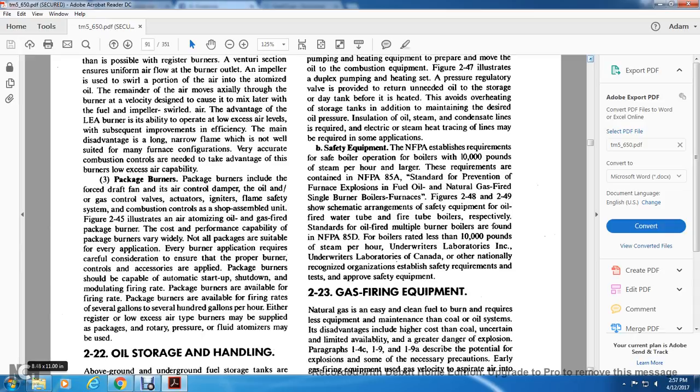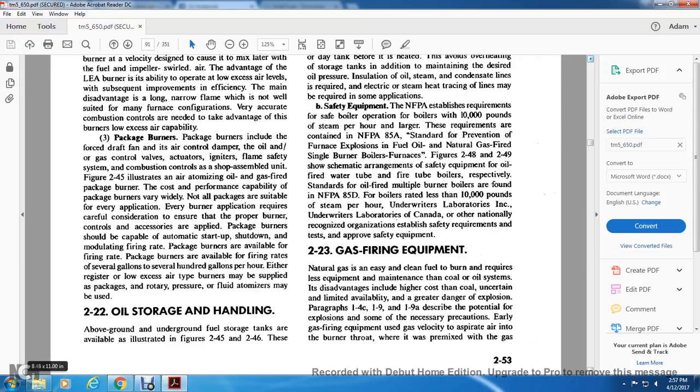Cost, performance, and capability of package burners vary very widely. Not all packages are suitable for every application. Every burner application requires careful consideration to ensure the proper burner controls and accessories are applied. Package burners should be capable of automatic startup and shutdown and a modulating fire rate. Package burners are available for firing rates from several gallons to several hundred gallons per hour. Either register or low excess air type burners must be supplied with the package. Rotary, pressure, and fluid atomizers may be used.